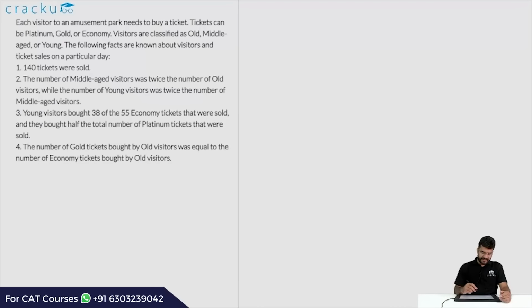In this question, it has been given that there are some visitors who go to an amusement park and there are different categories of visitors. The visitors are either old or middle-aged or young. Similarly, the tickets that they buy are either platinum, gold or economy. And then some facts are given about the ticket sales across different categories and across different types of people.